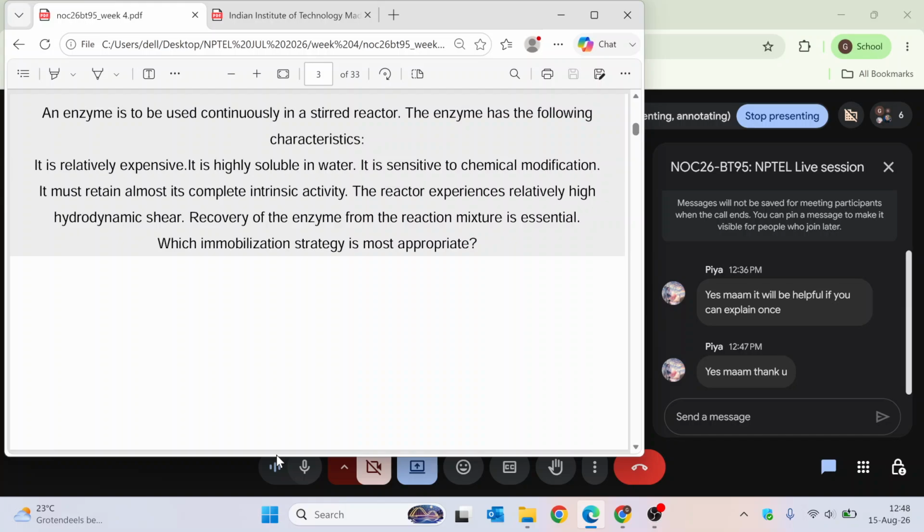An enzyme is to be used continuously in a stirred reactor. The enzyme has the following characteristics: it is expensive, highly soluble in water, and sensitive to chemical modification. It must retain almost its complete intrinsic activity. The reactor experiences relatively high hydrodynamic shear, and the recovery of enzyme from the reaction mixture is very essential. Provided all these conditions have to be satisfied, which immobilization strategy do you think is the most appropriate? Name the strategy in the chat box, and a single sentence on why you think that strategy would work for the given condition is also required.